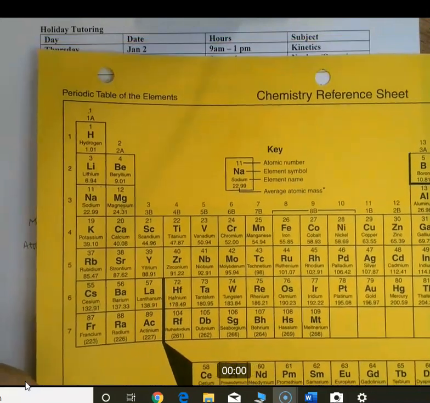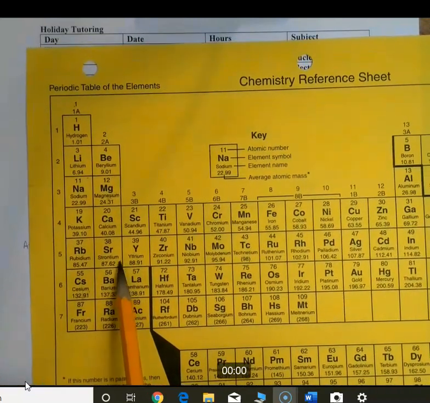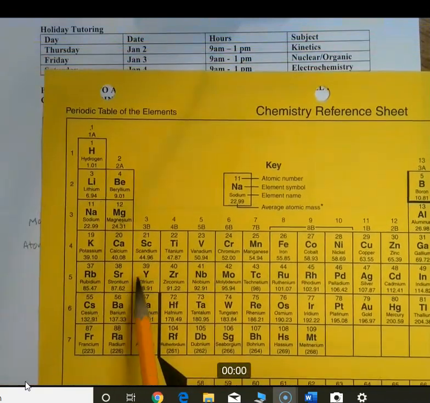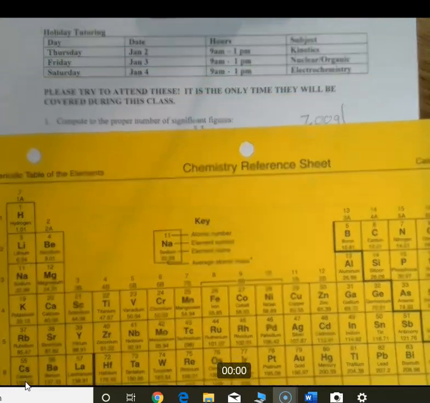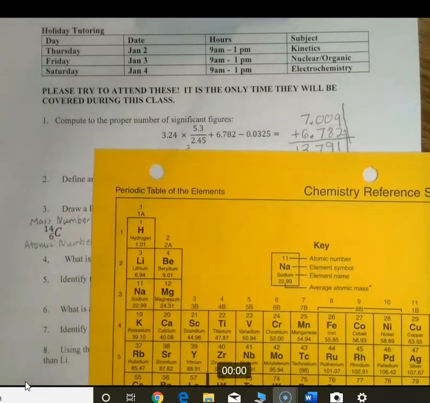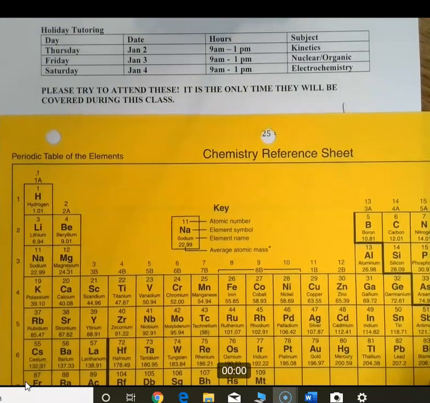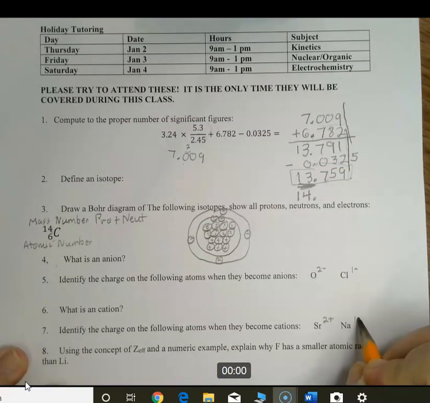Identify the charge on the following atoms when they become cations. So we do the same thing we just did, except over on this side, strontium. So strontium, to become like the nearest noble gas. The nearest noble gas is not the one in its row, xenon. It's the one if it goes back 2 places to krypton, that would be it. So it wants to lose 2 electrons, so it could be like krypton. So strontium is 2 plus. And sodium up here wants to lose 1 electron, so it can be like neon in the second row. And so it's 1 plus.